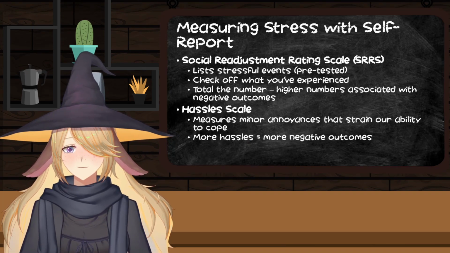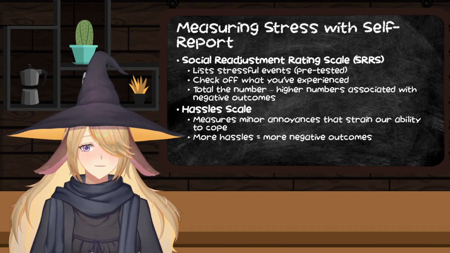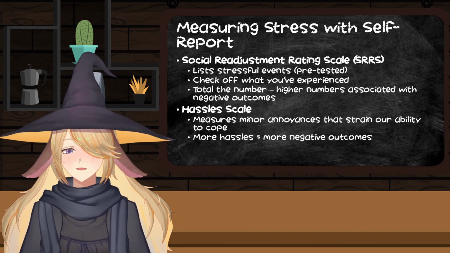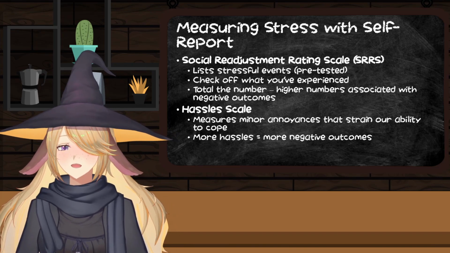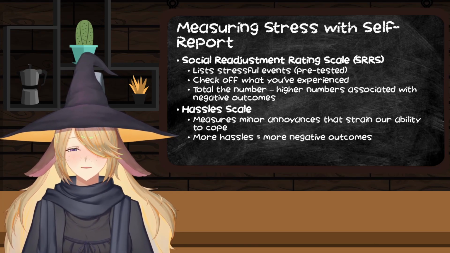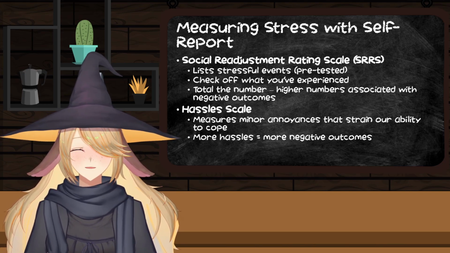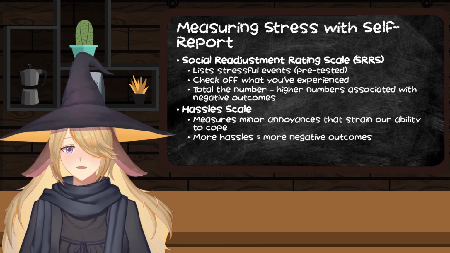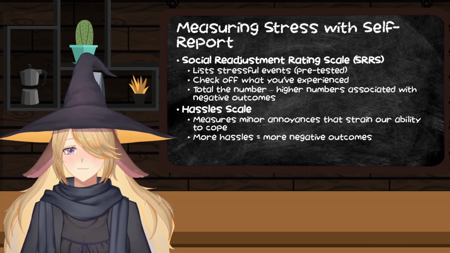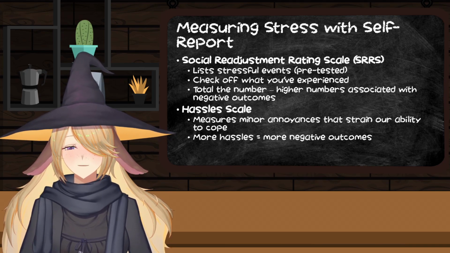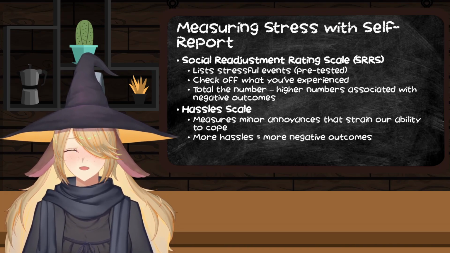So there's a lot of history with how people have measured stress over the many years. And one of the ways that I kind of like is the Social Readjustment Rating Scale, which has been in use since the 1960s. And it's basically a pre-tested list of stressful events. That is to say that they went to people and they said, you know what? Here's a list of things. We want you to tell us, how stressful do you think this thing is? And in order to administer it, a person just checks off what they've experienced. Higher numbers are associated with more negative outcomes.